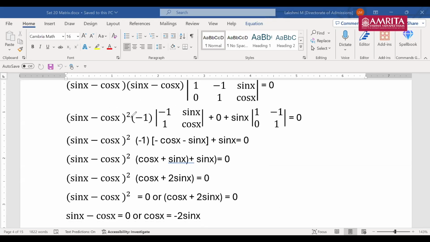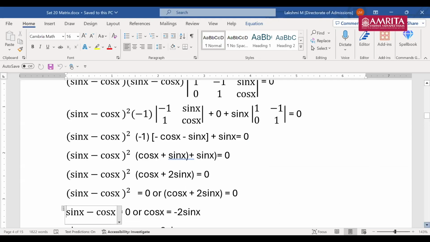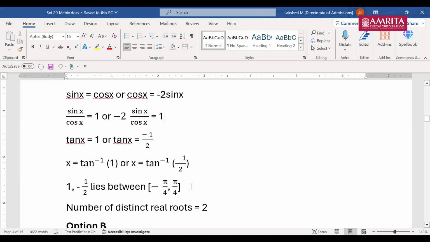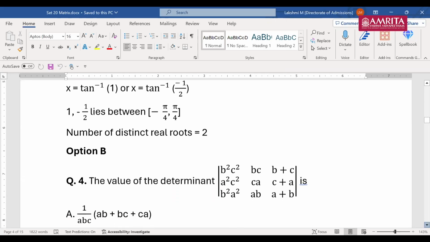This I can just write as a square. This is minus 1. This is minus cos x minus sin x plus sin x. So this term is cos x plus sin x plus sin x, so this is cos x plus 2 sin x. If you're equating it to 0, sin x minus cos x equal to 0 or cos x plus 2 sin x equal to 0. Writing sin x by cos x, that is tan x equal to 1. You want it in the range of pi by 4. And cos x plus 2 sin x equal to 0 gives sin x by cos x equal to minus 1 by 2. So x is tan inverse of that particular value. So you have two values, 1 and minus 1 by 2. Both of them lie in the range minus pi by 4 to pi by 4. A very simple question. Yes, coming to the next question.